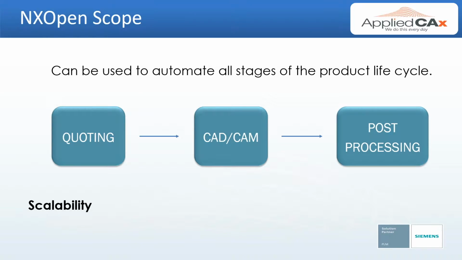So what is the scope of NXOpen? NXOpen can be used anywhere in the PLM, the product lifecycle, from quoting through CAD, CAM, and then up through the post-processing. And NXOpen is very scalable. That means an individual user can create their own routines for themselves, and it is also usable on a large scale. Larger companies can take advantage of NXOpen, creating custom routines for hundreds of different users.